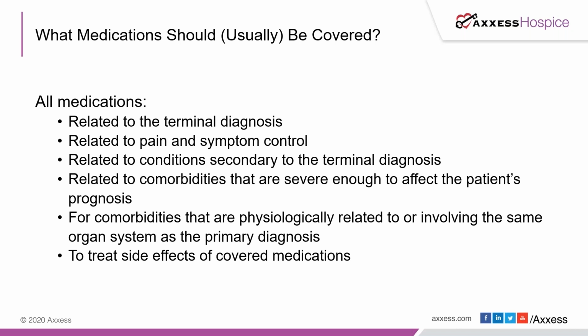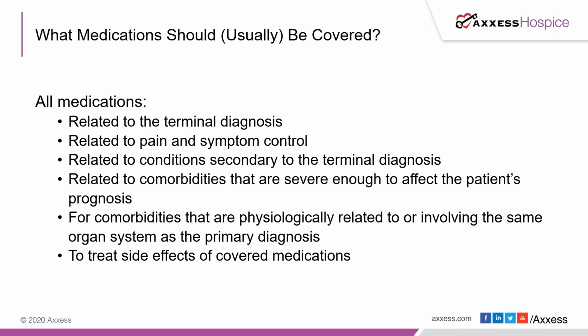So, what's usually covered, of course, is medications related to the terminal diagnosis, assuming the risk versus benefit analysis is showing that there is benefit to this. Medications for pain and symptom control, medications for conditions for the secondary diagnoses, for the comorbidities that are severe enough to affect the patient's prognosis. So if the physician's writing that in your CTI narrative as related to why this patient has a 6-month prognosis or less, those are medications that you need to be covering as well.